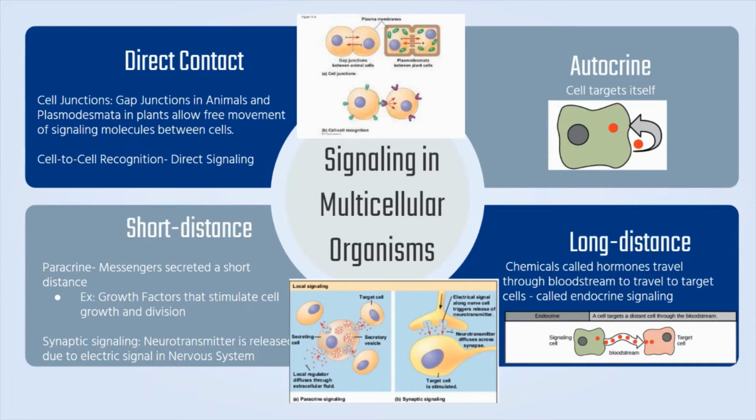However, signaling can also occur through long distances, and this mostly happens through hormones. And hormones are chemicals that travel throughout the bloodstream to travel to a target cell, and this is also known as endocrine signaling. So this works with our endocrine system.